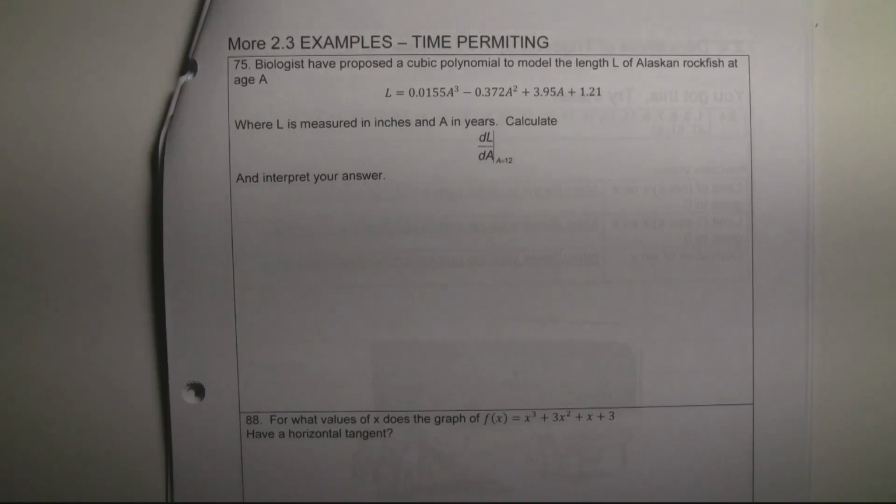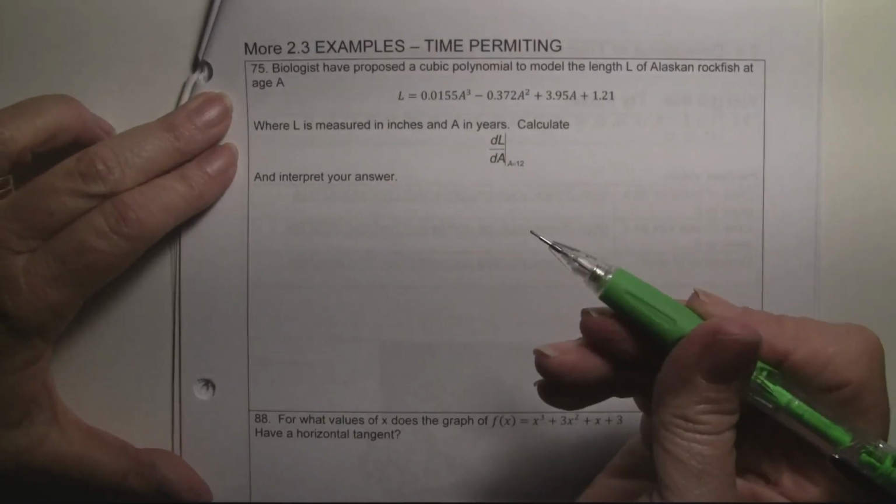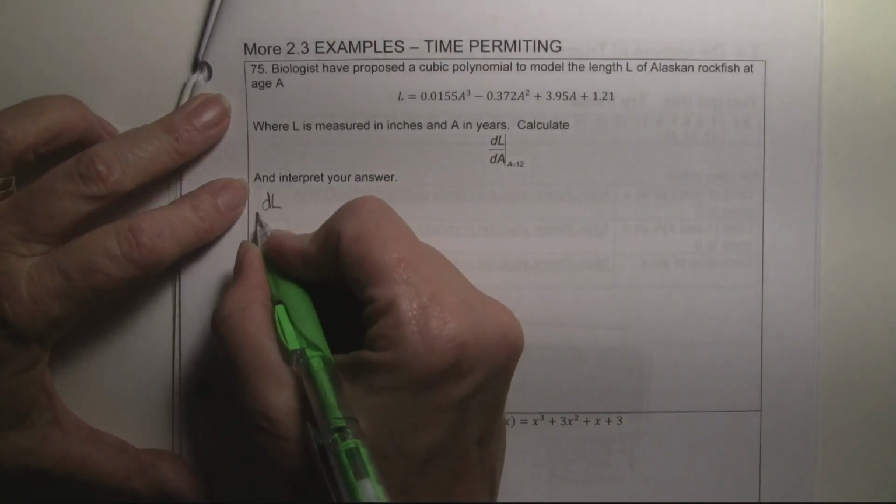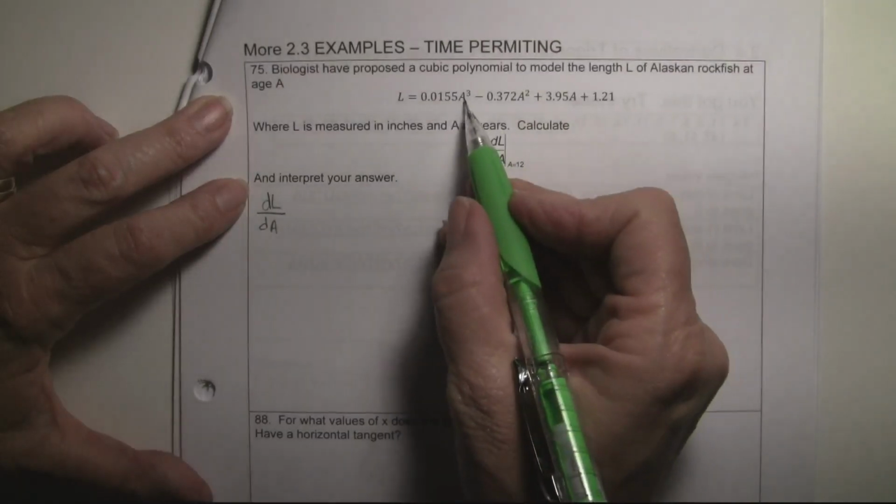Pay-per-view. So I don't think I said, but this is more examples on 2.3, and this is problem 75. Again, I always try to do the ones that are kind of like doing your homework. It's asking me, biologists have proposed a cubic polynomial to model the length of an Alaskan rockfish at age A, where L is measured in inches and A in years. Calculate dL/dA when A is 12 and interpret your results. Okay, so they want me to find dL/dA, so that's not hard.